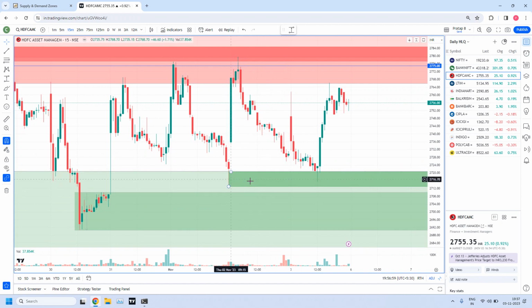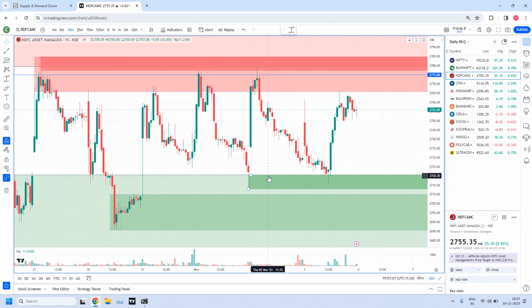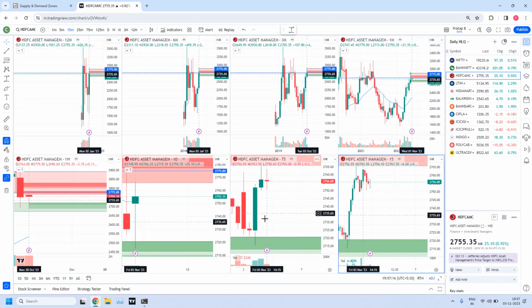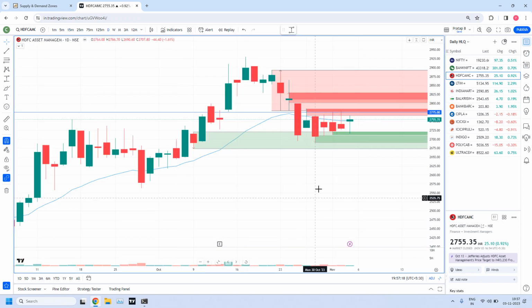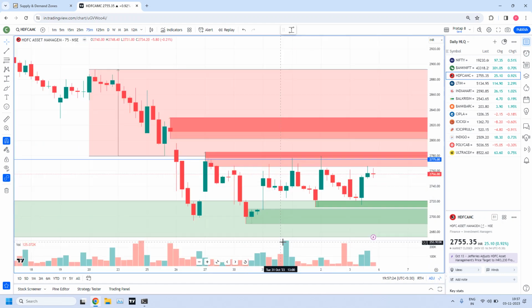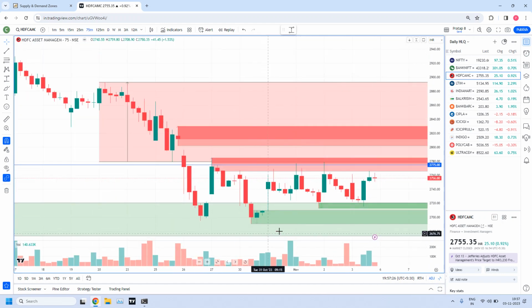If anybody would have risked and took this trade, this is an aggressive trade. I didn't suggest the strategy for the aggressive trades. I already suggested a safe strategy. What is the safe strategy? Our zones are daily zones, so you have to go one time frame below. What is one time frame below? That is 75 minutes. So that should be a fresh zone.